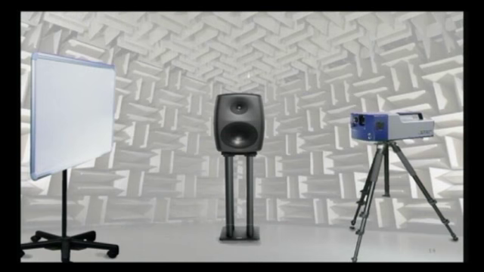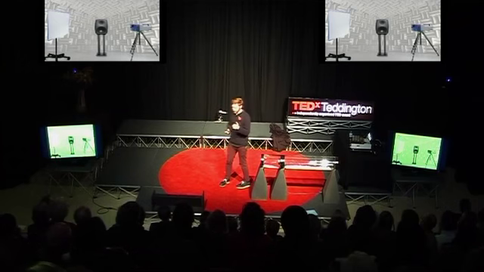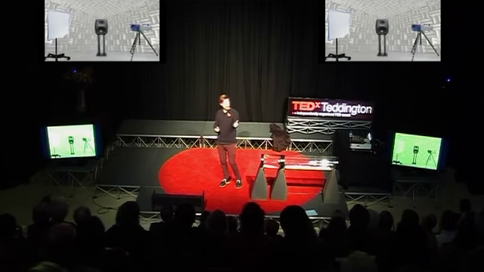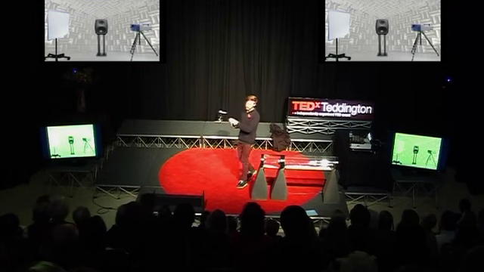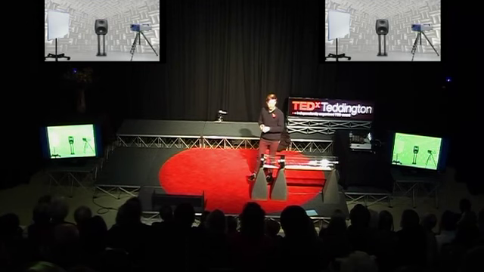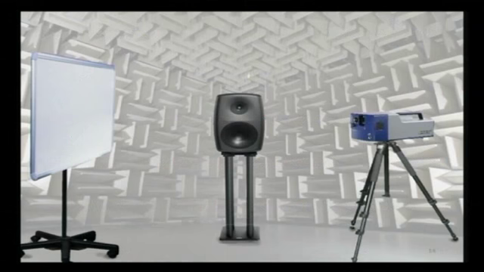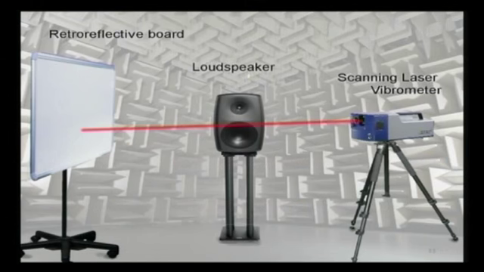A retroreflective board is like a street sign. Street signs are designed to reflect the majority of your headlights back so that they're clear. So what this does is when the laser hits it, it sends most of the light back to the laser vibrometer. And the key is the laser vibrometer needs loads of light to work properly. So what we've done is we've developed a really sensitive setup. So we scan this laser in front of the speaker while the speaker is radiating sound.